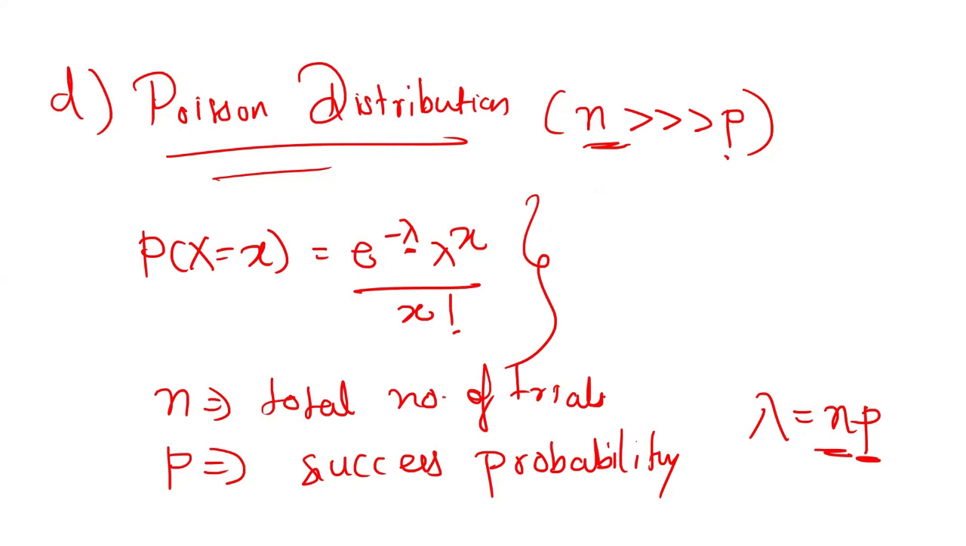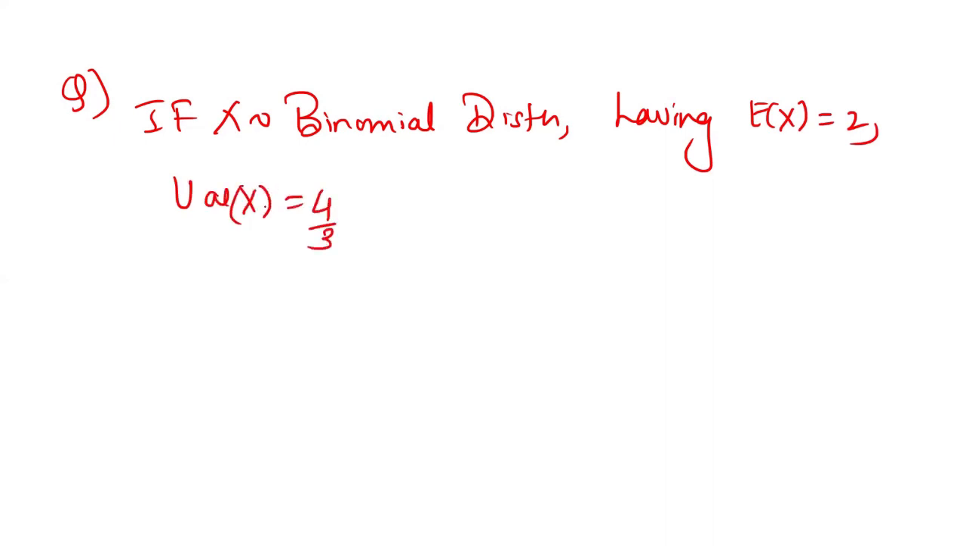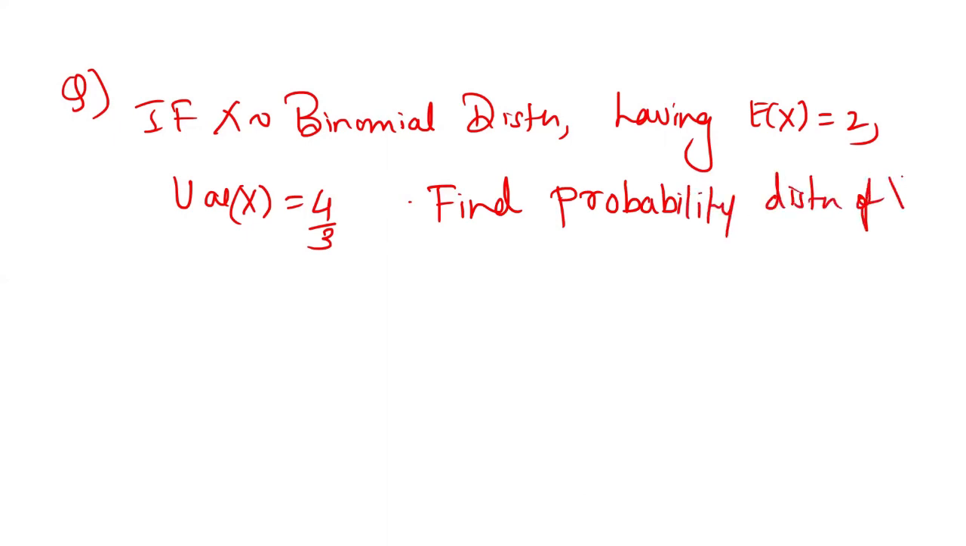So we'll try to solve one question and try to understand. The question says, if X follows binomial distribution having expectation of X equal to 2 and variance of X equal to 4 by 3, find the probability distribution of X. That is very important. I repeat myself: if X follows binomial distribution with expectation of X equal to 2 and variance of X equal to 4 by 3, find the probability distribution of X.